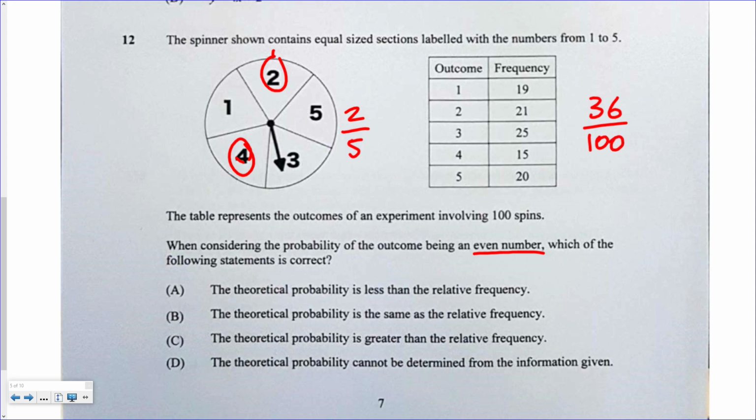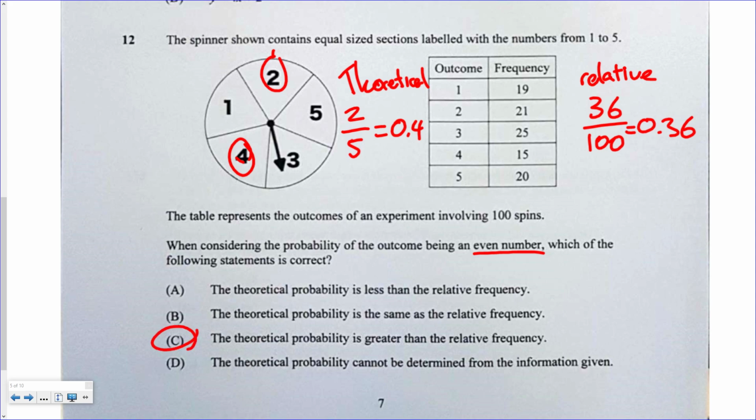Okay? And if I were to change this into decimals as well, this will be 0.4, and this will be 0.36. So we can kind of see which one's more likely. So here, by the way, this is the theoretical, and this is the relative frequency. Okay, so now we just need to see which one of these is true. For A, it's not true because we can just by looking at it see the theoretical probability is greater than the relative frequency. So the answer is C.